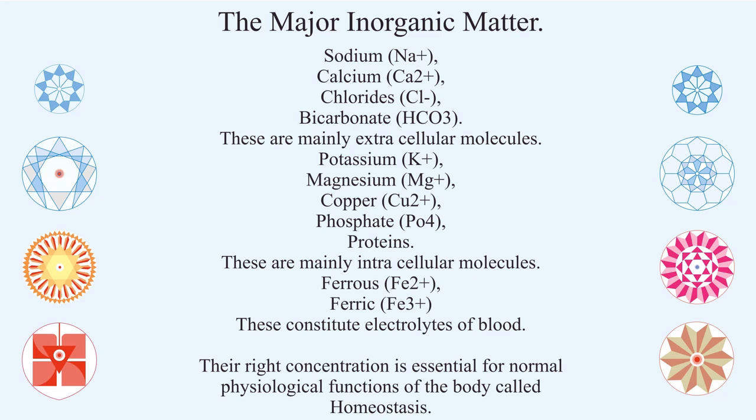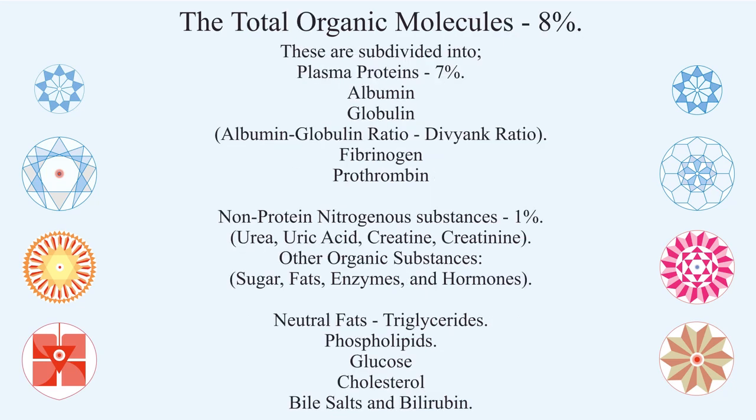From that, we have spoken about the proteins, we have spoken about the contents, we have spoken about different cells, we have also spoken about major inorganic matter which is well defined in this particular presentation. Let's go to the next. Let's now talk of the total organic molecule, which is 8%. I told you 9% is solid matter. 1 is inorganic and 8 is organic.